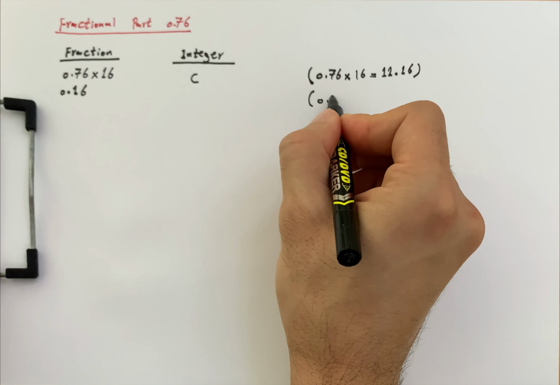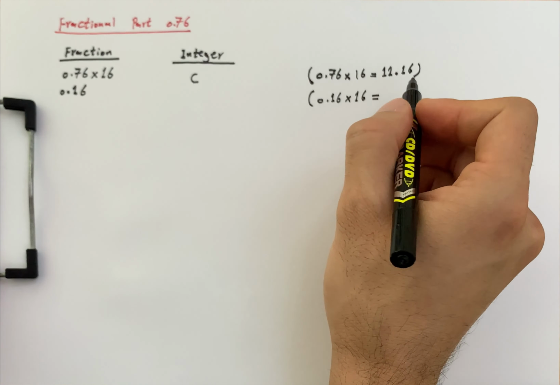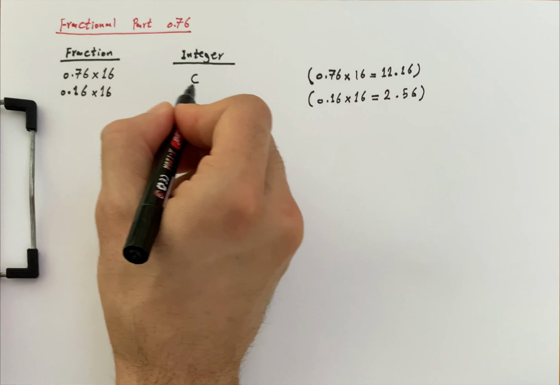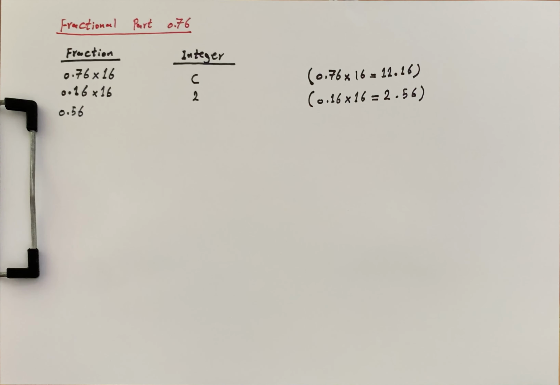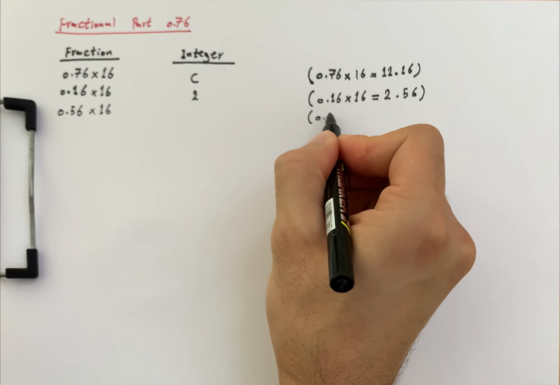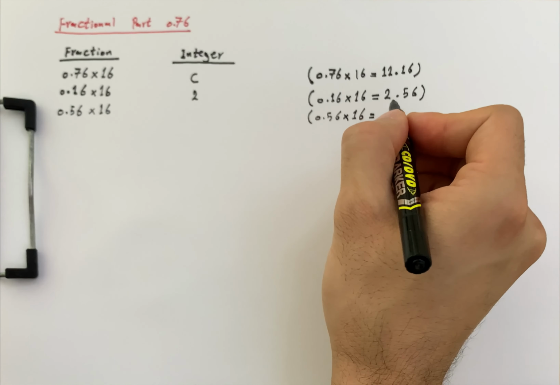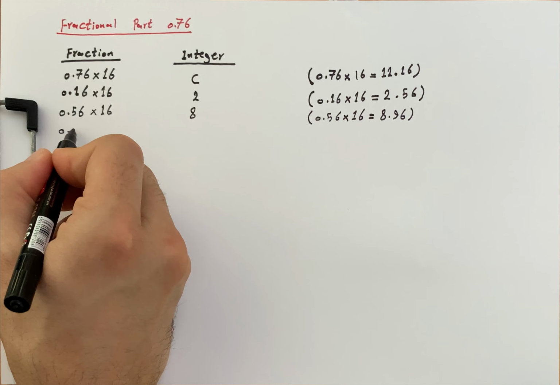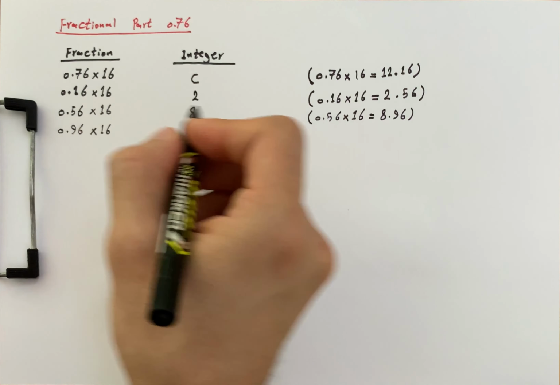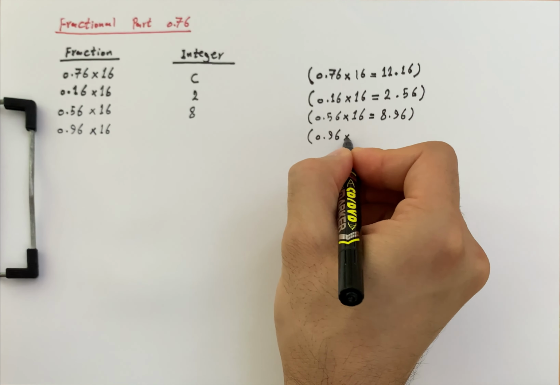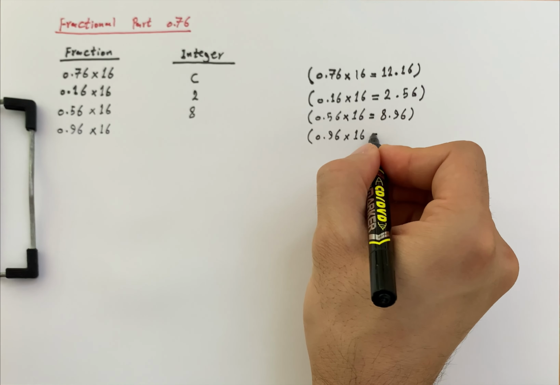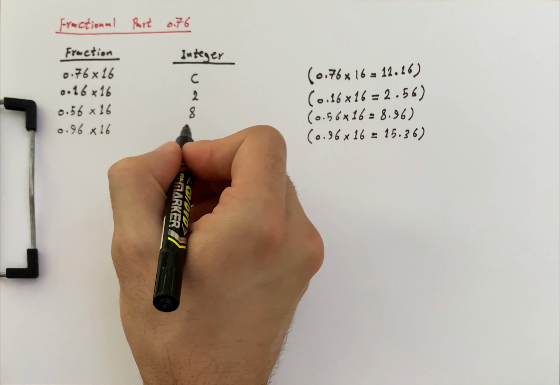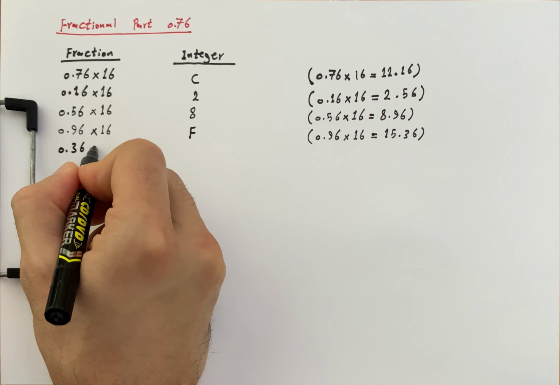Then multiply the number 0.16 by the base 16 equal to 2.56. So the integer part is 2 and the fractional part is 0.56. Then multiply the number 0.56 by the base 16 equal to 8.96. So the integer part is 8 and the fractional part is 0.96. Then multiply the number 0.96 by the base 16 equal to 15.36. So the integer part is 15, which is equal to F in hexadecimal, and the fractional part is 0.36.